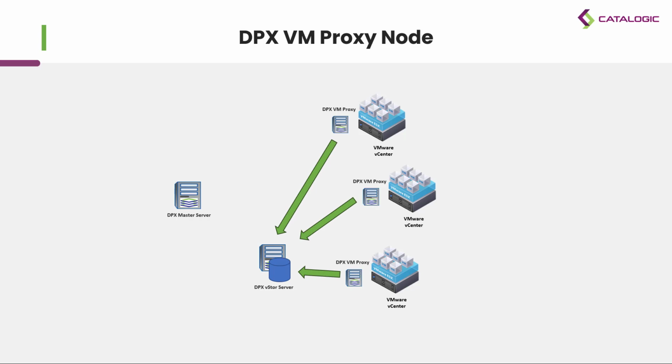The VM proxy can be deployed as a VM through a virtual machine template, or it can be installed on a DPX agent server using the installation binary for Linux or Windows, depending on the operating system that you're currently running. We recommend that you refrain from using your master server as the VM proxy, though.